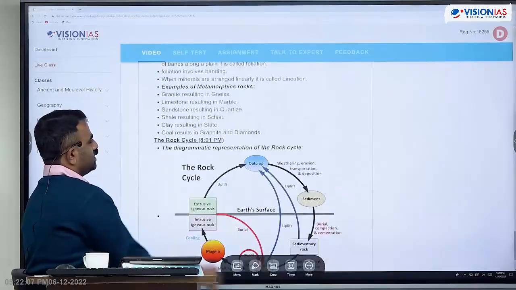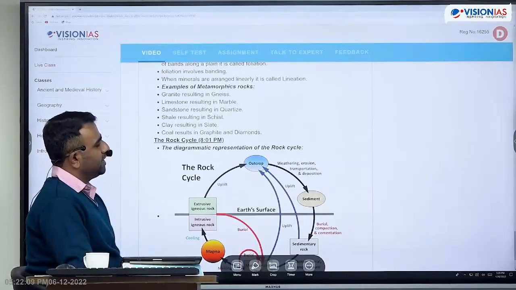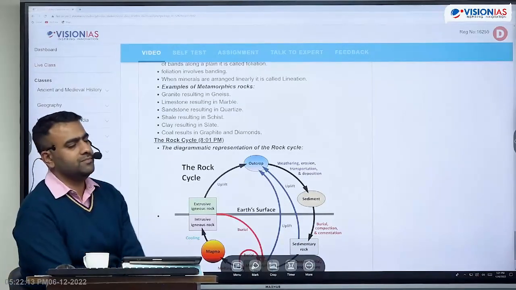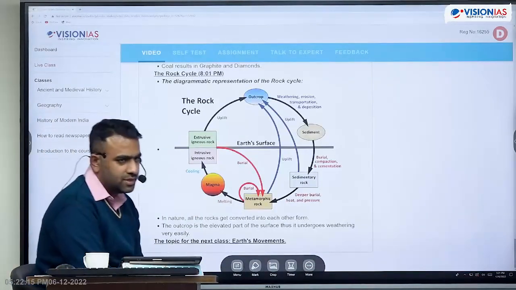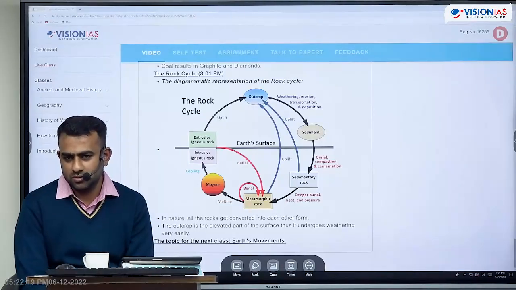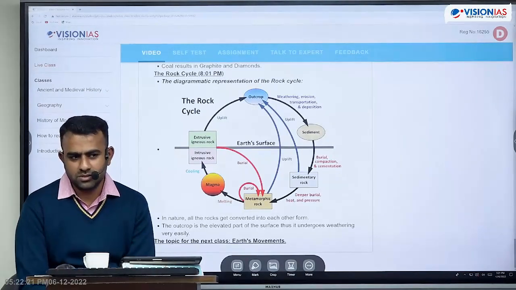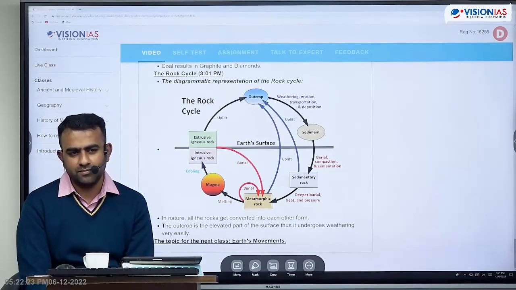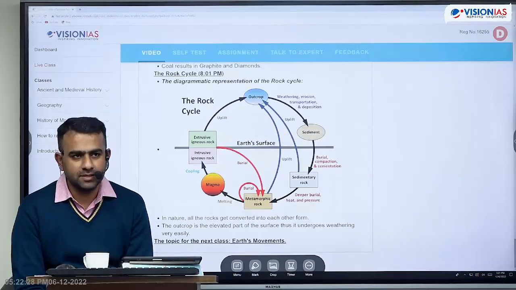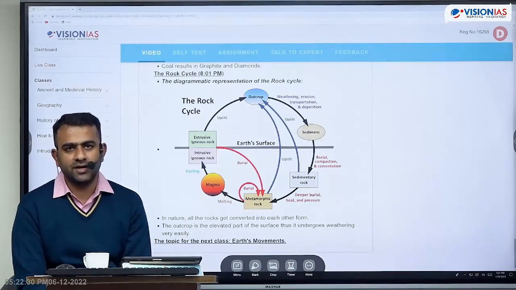So examples: granites under metamorphism give gneiss, marble is from limestone. Sandstone will lead to quartzite. Coal, graphite and diamond.